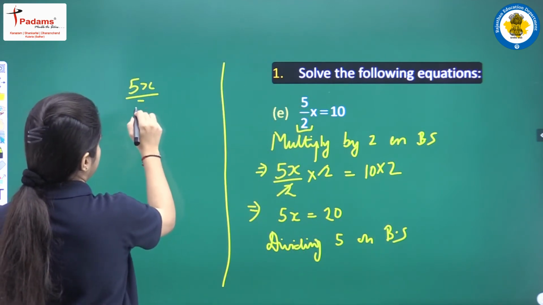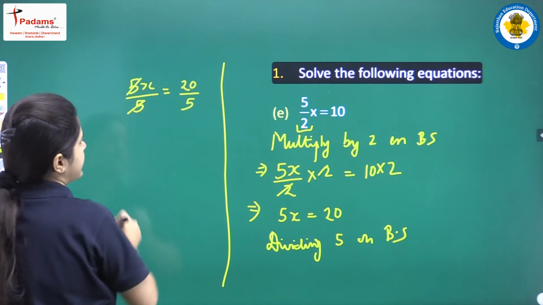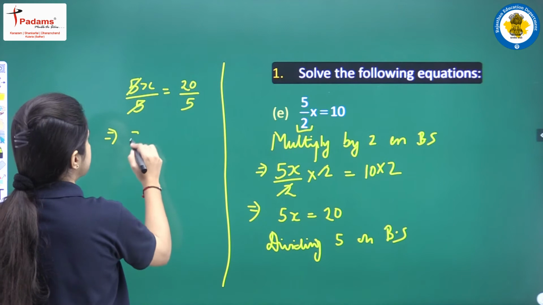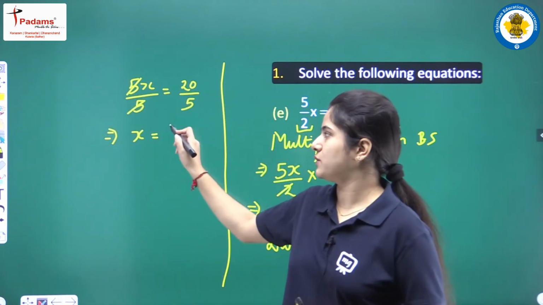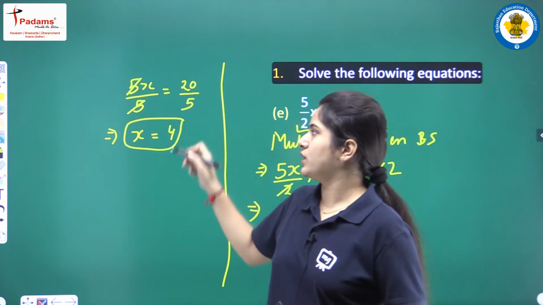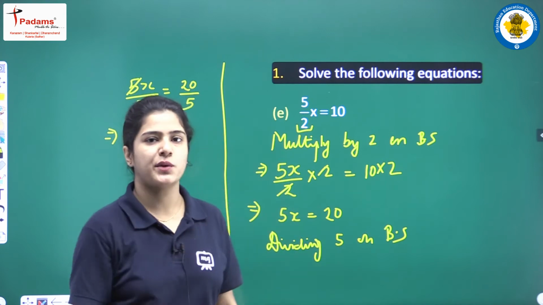5x upon 5 is equal to 20 upon 5. 5 and 5 will cancel out each other. What is left? x is left. x is equal to 20 divided by 5 is equal to 4. Okay students, as 4 into 5 is equal to 20. This is the answer of this particular equation.